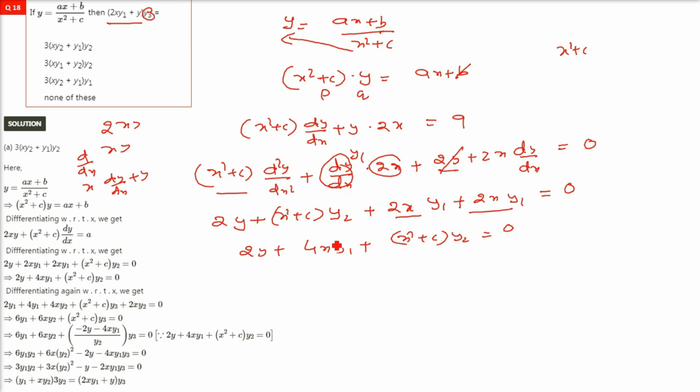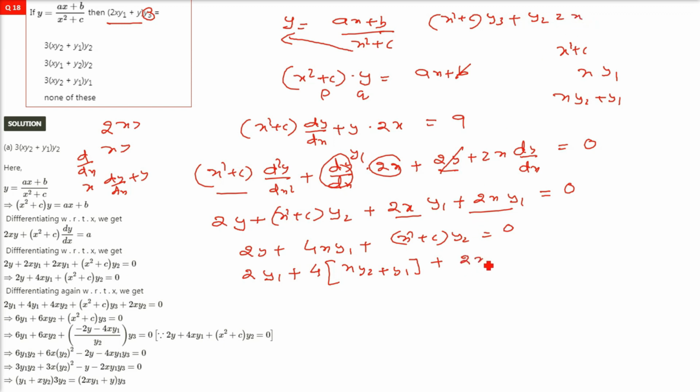Okay. Now since it is asking for y3, we have to differentiate it again. 2y differentiation is y1. Now 4 into x y1. Differentiation of x y1 will be what? x y1 will be x y2 plus y1, and differentiation of x will be 1. So you can write it as 4 into x y2 plus y1. Now again here this can be done in p dot q form, product rule. So I'm doing it here, x square plus c, y2 differentiation will be y3. Then we have y2, and differentiation of x square plus c will be 2x. This will be 2x y2 and then y3 into x square plus c, and that is going to be equal to 0.